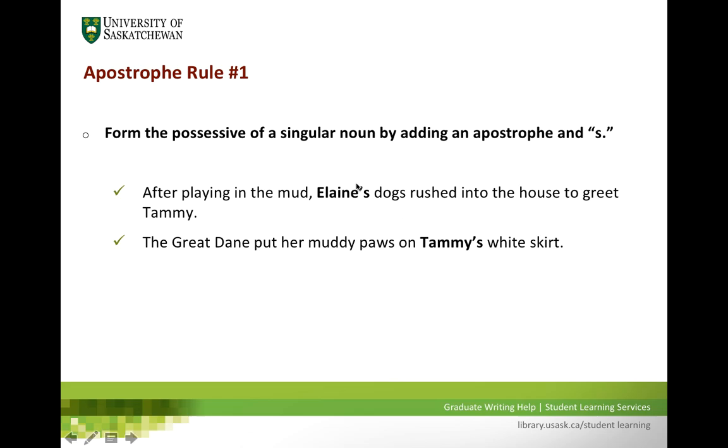So here we have a singular noun, Elaine. We're adding apostrophe s to indicate that the dogs belong to Elaine. Similarly, with the singular noun Tammy, we add apostrophe s to indicate that the white skirt belongs to Tammy.